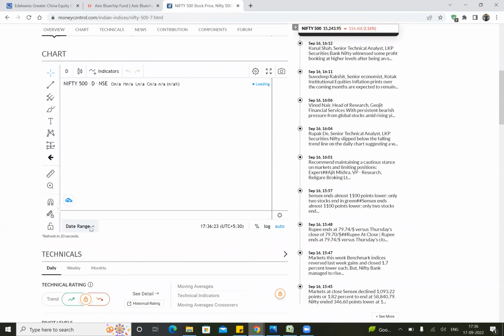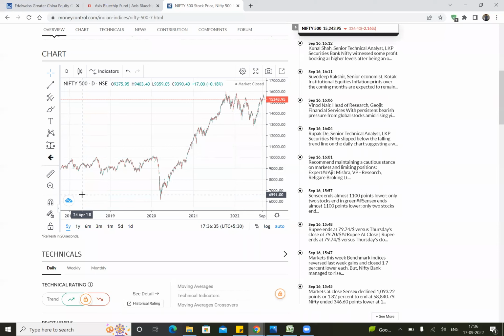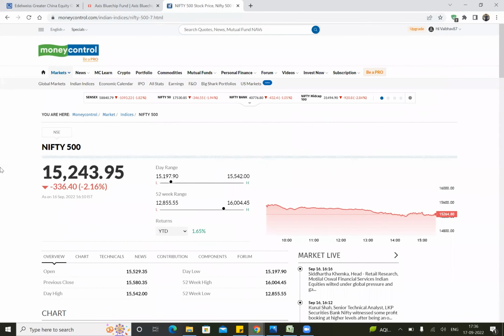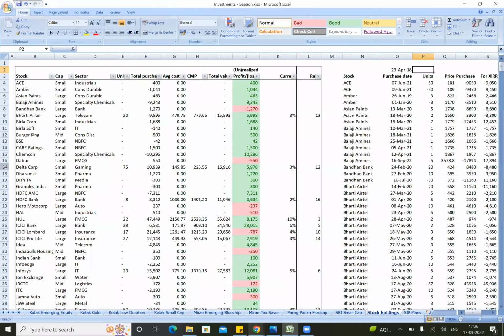Okay, so I want to see a 5-year data. So 24th April 2018, the close was somewhere around 9390. So 9390 became 15244. So let's calculate here, 15244 today, and started off as 9390. Now what is the CAGR? CAGR can be easily calculated. We learned over there: final upon initial to the power year frac.